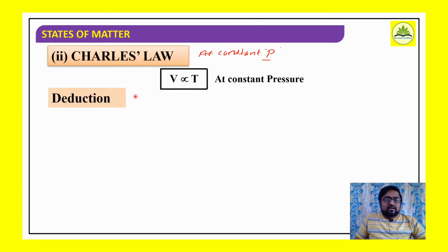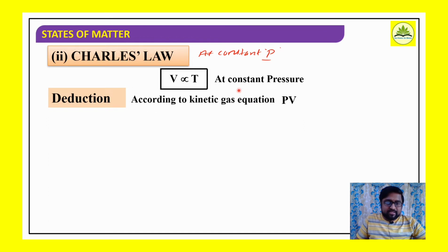Now for the deduction, according to the kinetic gas equation, PV is equal to 1 by 3 mnc square, or further 2 by 3 into 1 by 2 mnc square.